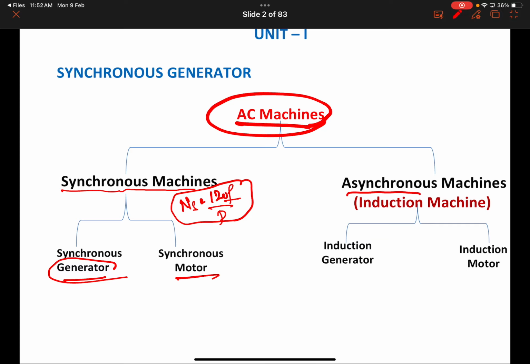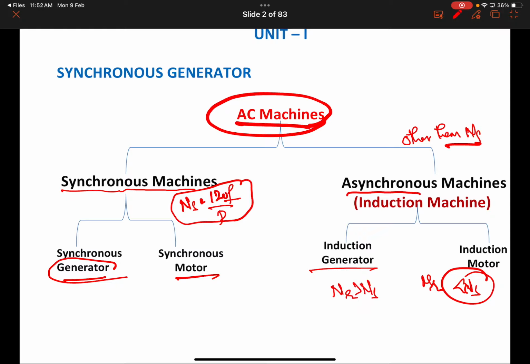Coming to the asynchronous machine, which rotates at other than synchronous speed, there are two types here. The induction motor rotates at less than the synchronous speed; the rotor speed is always less than the synchronous speed. Coming to the induction generator, we discussed it in the last class. By the rotor EMF injection method and other methods, if you increase the speed above the rated speed, the induction motor will convert into an induction generator. Now it will rotate more than the rated speed, whereas the motor rotates less than the synchronous speed.